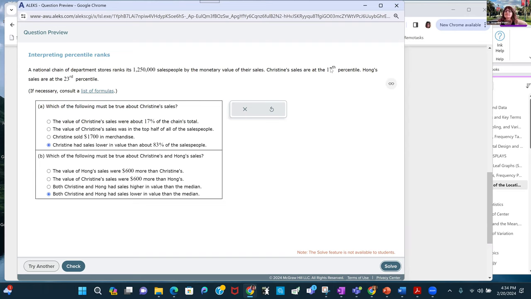So, yeah, if she's at the 17th percentile, right, that means 17% are lower and 83% are higher. So, she's way down there in sales. And they both had sales lower in value than the median.